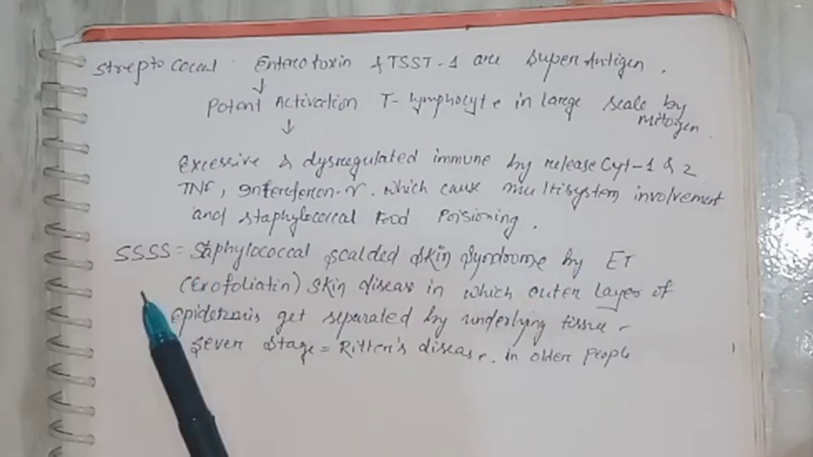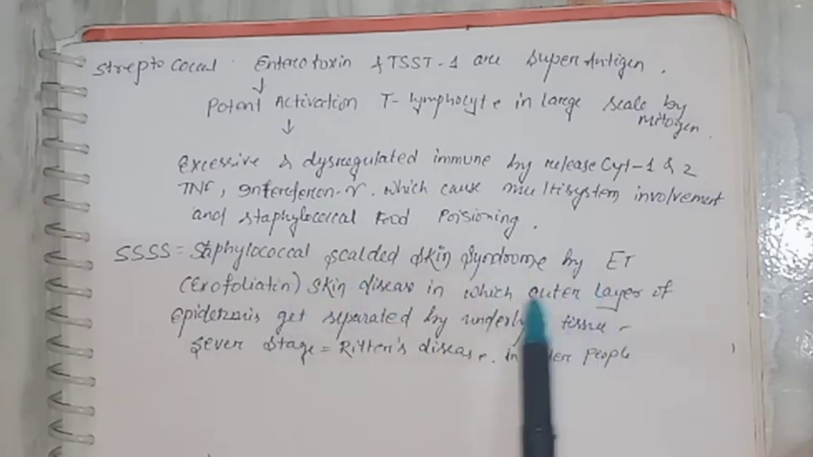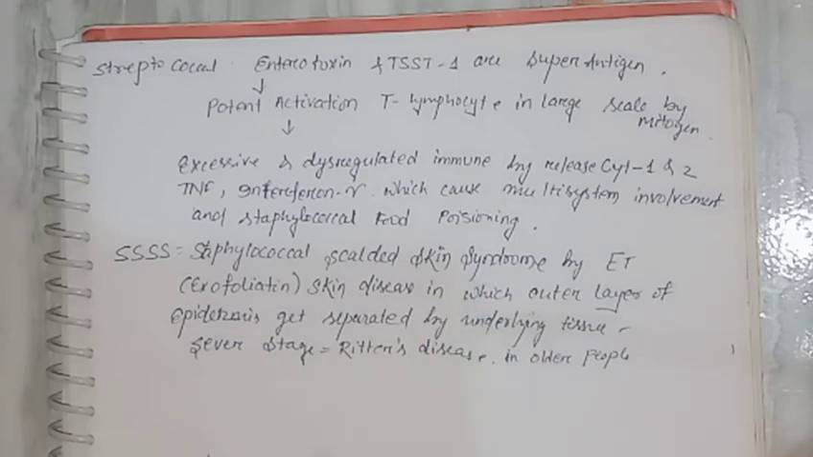One last is the 4S, that is Staphylococcal scalded skin syndrome, which is an exfoliative skin disease which occurs in the outer layer of the epidermis and causes separation of the underlying tissue. Mainly in the severe cases it is called Ritter's disease. Okay, so this occurs due to the exfoliative toxin. So with this we complete our Staphylococcus aureus 20 mark question.